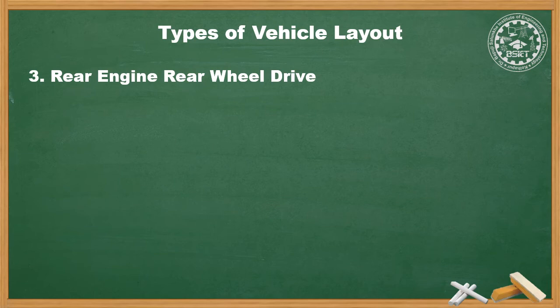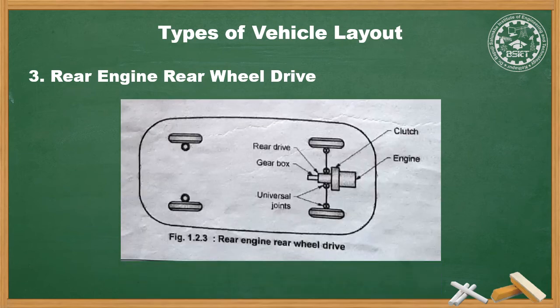RERWD. Rear engine rear wheel drive, as shown in the figure, consists of the whole engine, clutch, gearbox and drive shaft assembly located at the back side of a vehicle, that is at the rear side of a vehicle. This gives very good advantages, such as excellent traction while climbing hills.